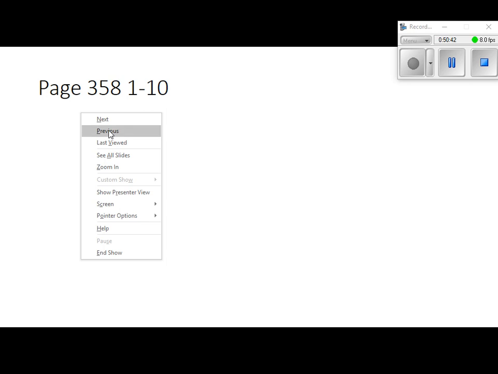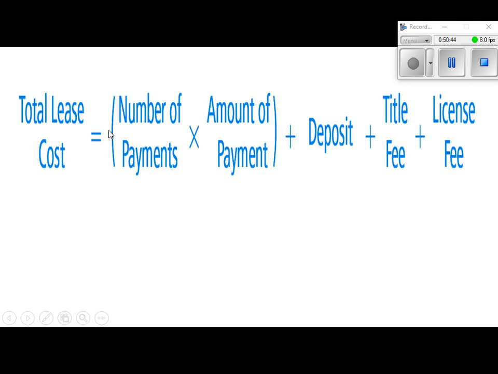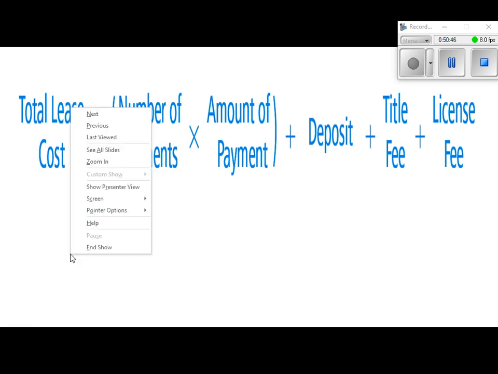This is the assignment, write it down, but we're going to do something else before that. Page 358, 1 through 10. You may have some time to work on it after we get this other part done. I'm going to write this down right here, page 358, 1 through 10. That's due next time.